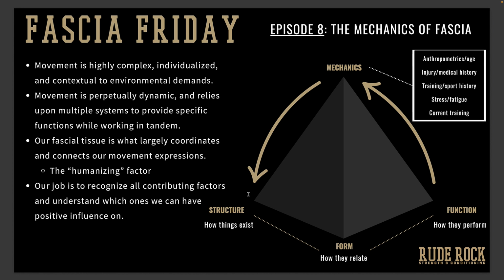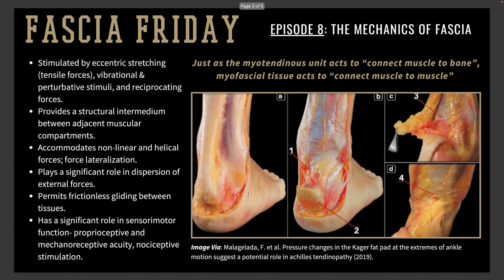So staying on the scapula, if we think about the coordination pattern of arm mechanics and of throwing mechanics, we have all of those independent pieces of muscles, ligaments, tendons, bones, but the fascia is essentially what binds it all together and allows it to become humanized when we express those movements or those forces. So just as the myotendinous unit acts to connect muscle to bone, we can think about the myofascial tissue as acting to connect muscle to muscle.